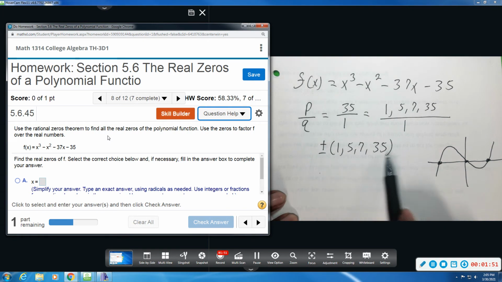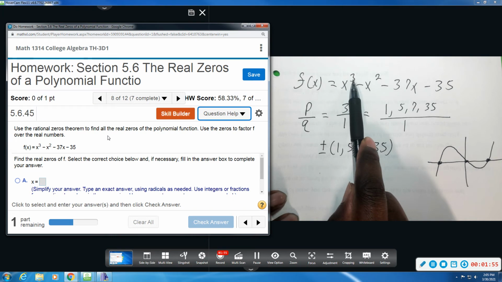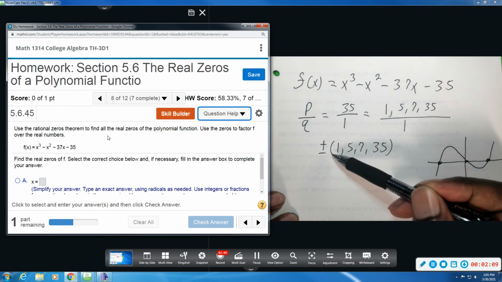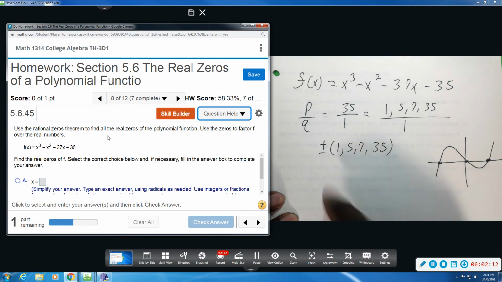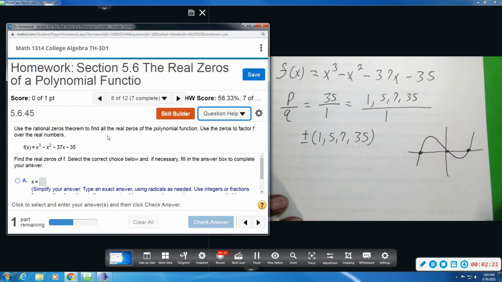Now, this process could be quite tedious. I did 3 because of the degree of your polynomial. The degree is 3. So that tells me at most it will cross 3 times. So it's possible that 3 of these numbers will work. We have 8 to choose from, the positive ones and the negative ones. This process could be quite tedious. So I'm going to show you by hand here, and I'm also going to show you by using a graphing calculator.